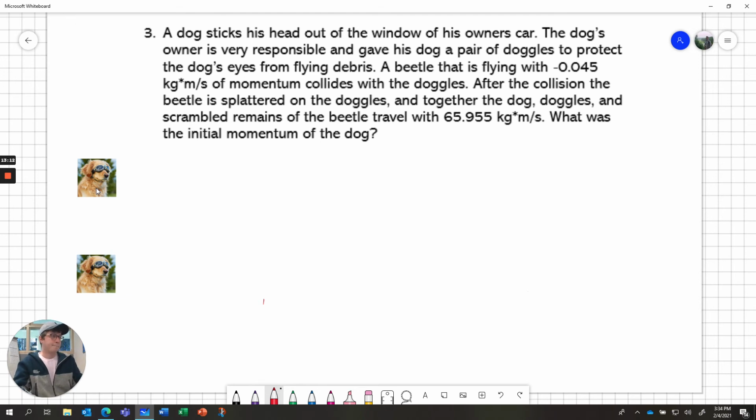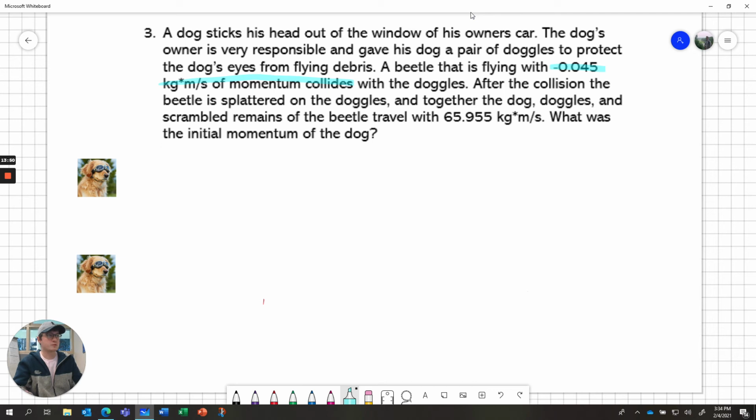So we do not know how fast the dog is going, but we do know that there is a beetle flying with negative momentum, negative 0.045 kilogram meters per second. And then it collides with the doggles. Everything up here, there's nothing important in there. It doesn't tell us any numbers or anything.